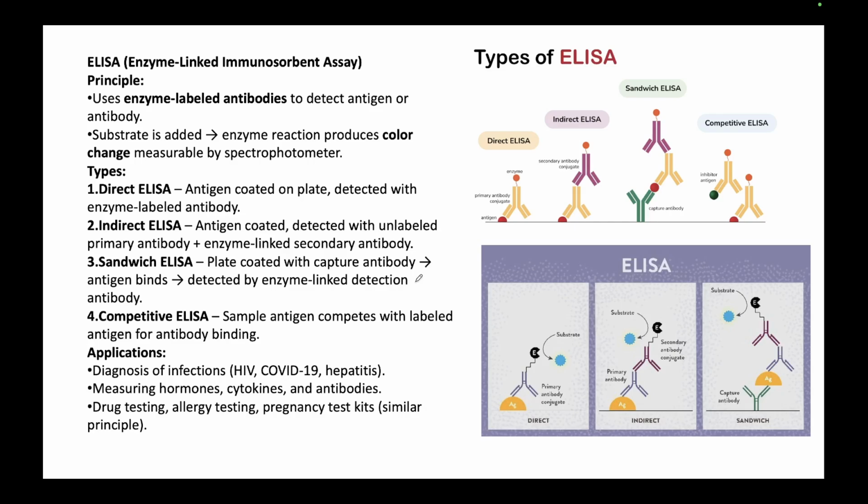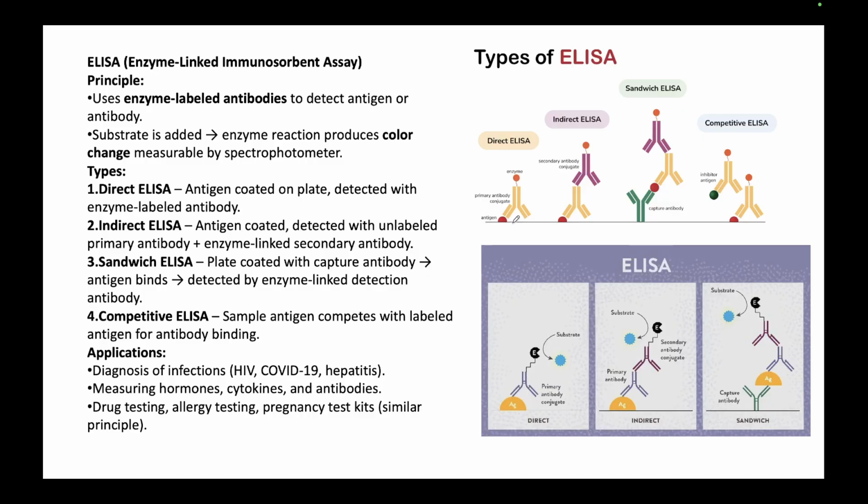Okay. Similarly, we have ELISA. ELISA is enzyme linked immunosorbent assay. The principle is that it uses enzyme labeled antibodies, the same concept, to detect the antigen or antibody. Here you can see there are these types of ELISA. There is a direct ELISA.